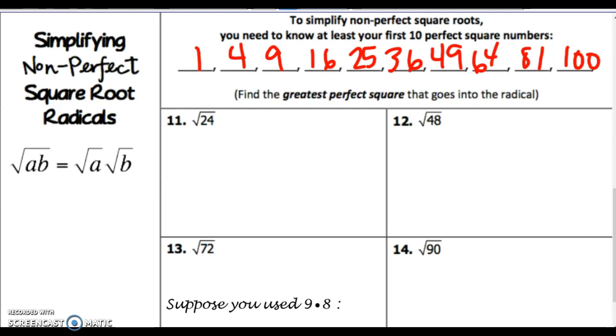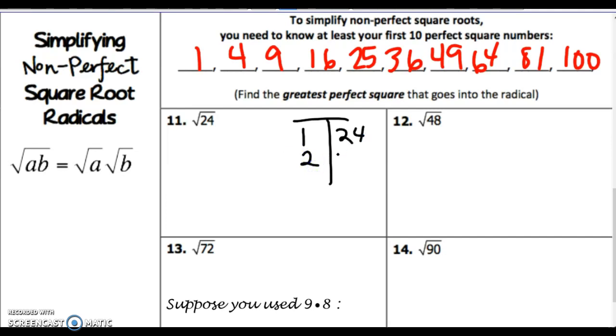And then I'm going to look at this, right here it says 24. So what I want to do is figure out, is there one of these perfect squares up here that goes into 24? I'm just going to go over the way we've done it this year. I'm going to make a little t-chart and ask, what are the factors of 24? I know that 1 times 24, but there's no perfect square there.